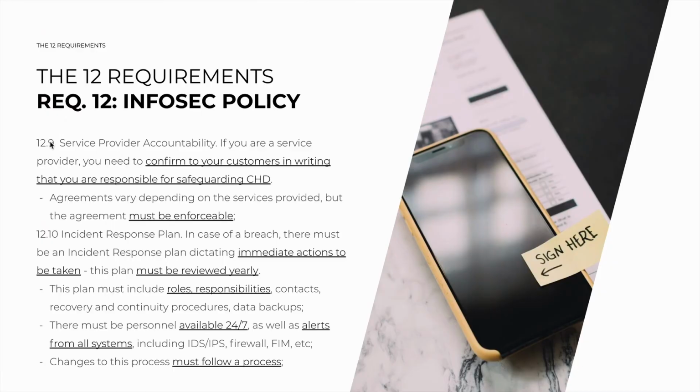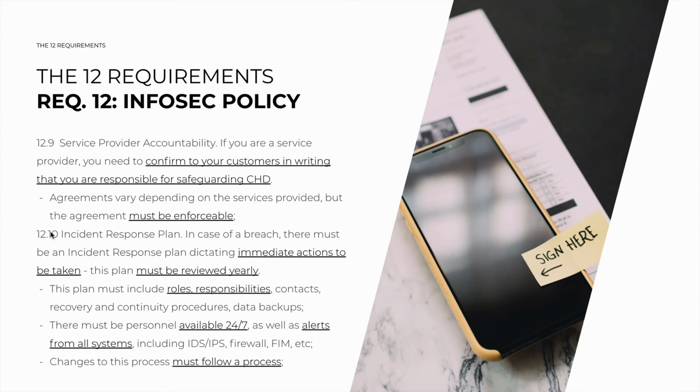As mentioned, 12.9 is the flip side of the previous one. If you are a service provider, you must confirm to your customers in writing that you are responsible for safeguarding their cardholder data. It's literally that point of the previous sub-requirement, but from the point of view of the service provider and not the client. And the agreements may vary here, naturally, depending on the services provided. But what's important is that the agreement itself must be enforceable. It must be valid and binding, and both parties must agree with that.